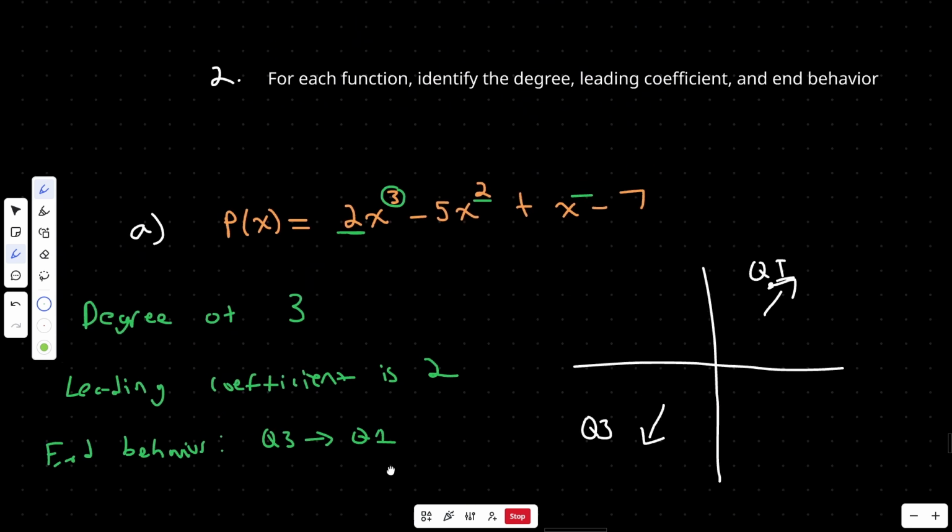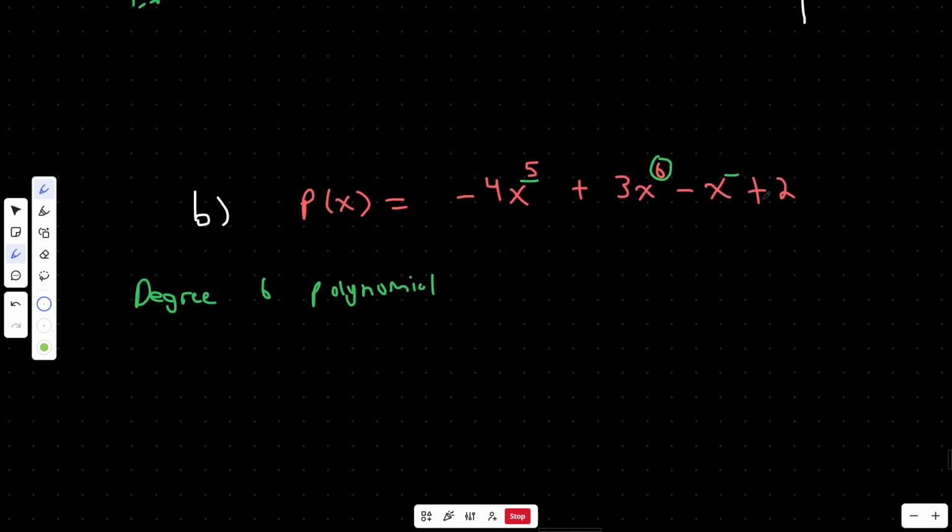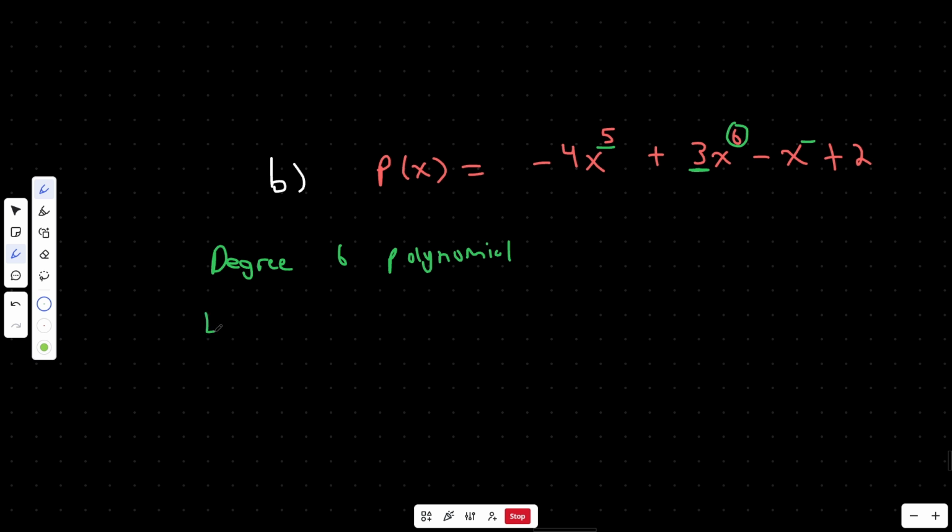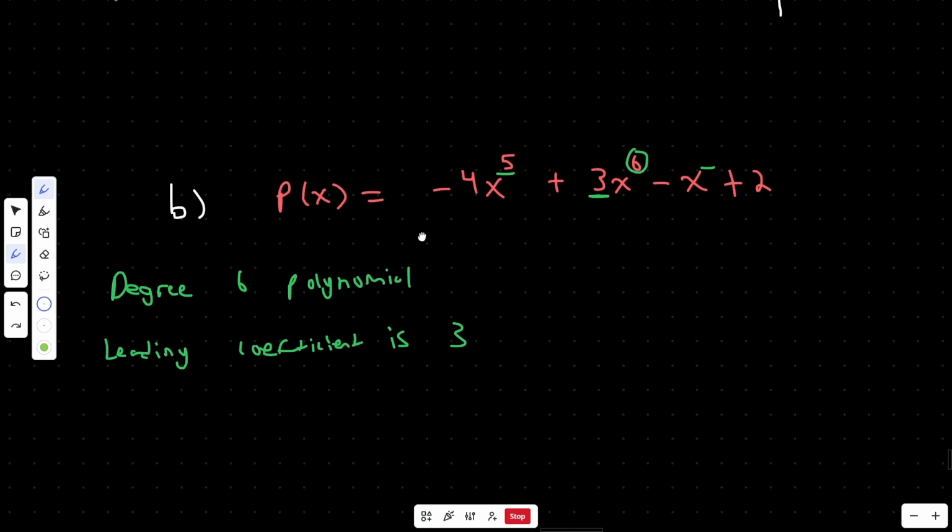And what else do we have to solve? We have to solve for the leading coefficients. The leading coefficient is whatever is next to the highest exponent. So we can just say 3. So you can say leading coefficient is 3. And it's a positive 3 because there's a positive attached right there, so we don't have to include anything. And for the end behavior, let's figure that out.